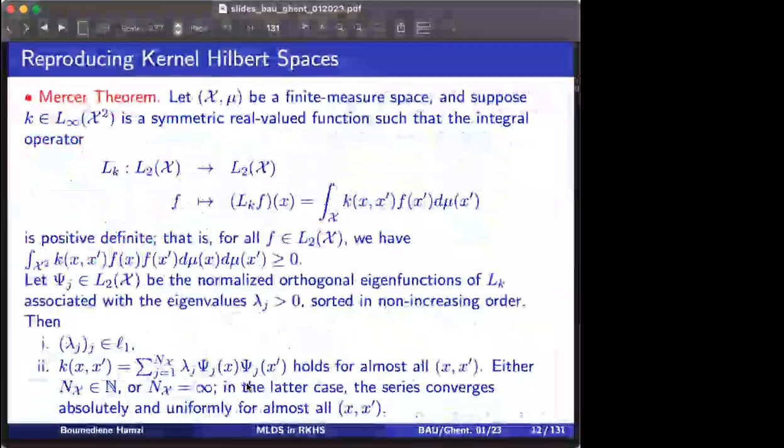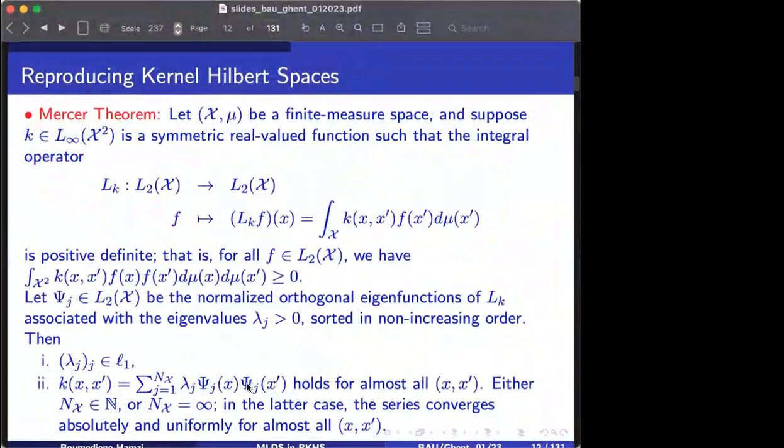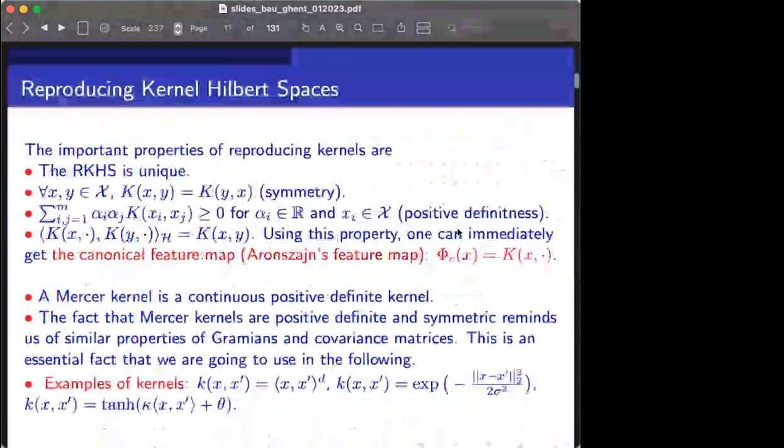Another way of finding the feature map, as I said, feature maps are not unique. One of them is to use the canonical feature map, that is the one here, and this is what we used in our work.